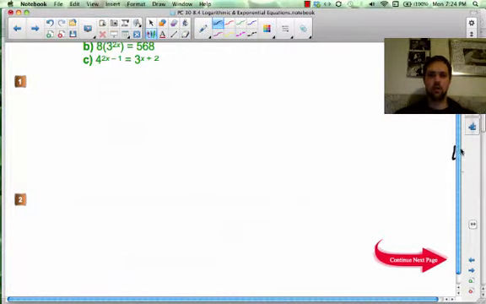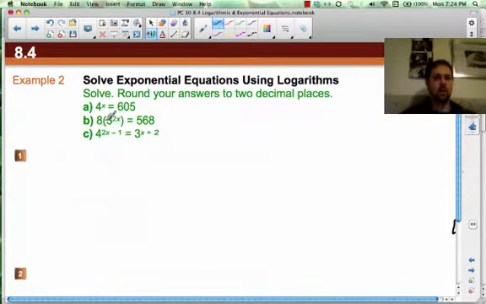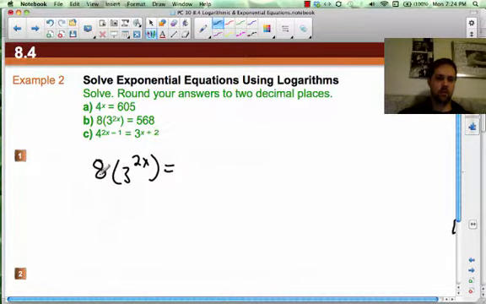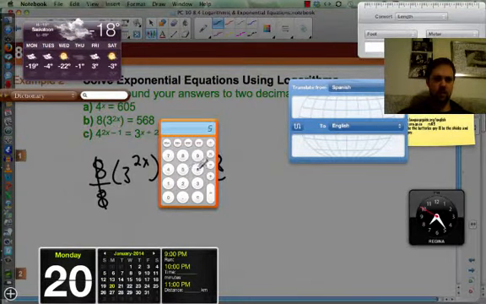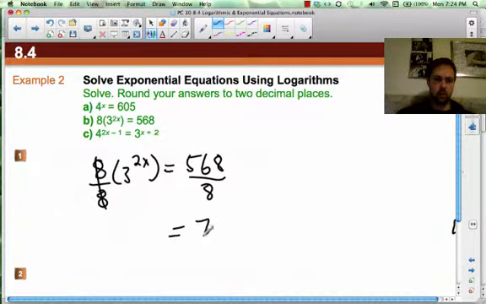Alright. So let's look at the next one now. 8 times 3 to the 2x equals 568. First thing I want to do, I want to get rid of that 8. So I'm going to divide both sides by 8 so that we're just left with a single number to a single power here. So 568 divided by 8, we get 71 on the right side. So 3 to the 2x equals 71.